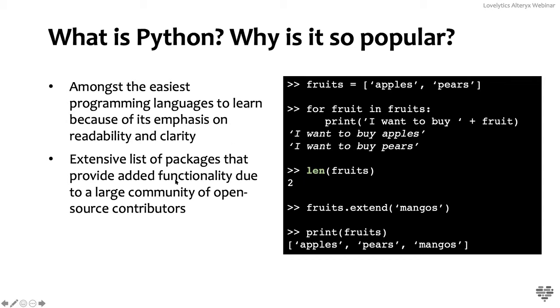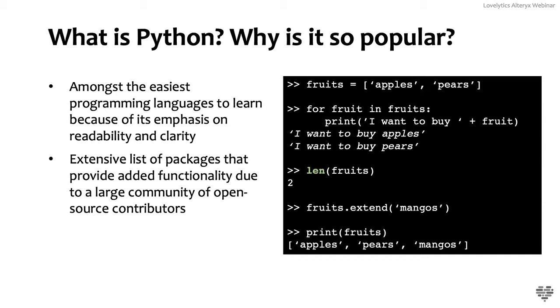In addition to that, there's also an extensive list of packages that provide a lot of additional functionality. There's a huge community of open source contributors who spend their free time building packages that help you do various things. So if you want to do data science, there are tons of data science packages that people are contributing and maintaining absolutely for free. There are also many people contributing to other packages that do a lot of other things, like web scraping, web authentication and so on. This is part of the reason why Python is so popular.